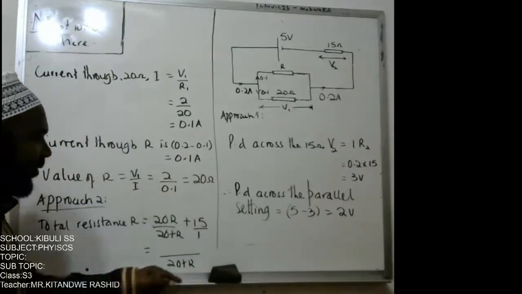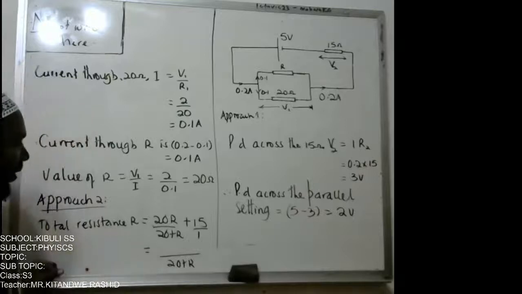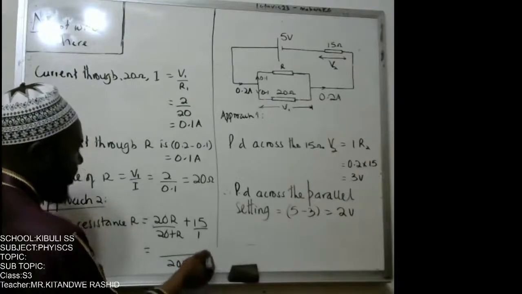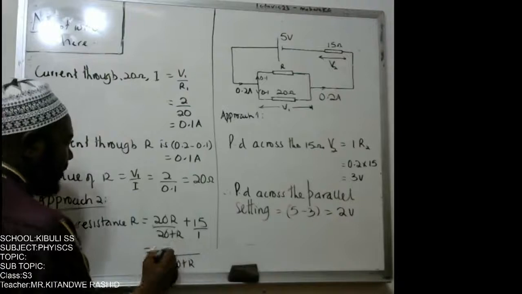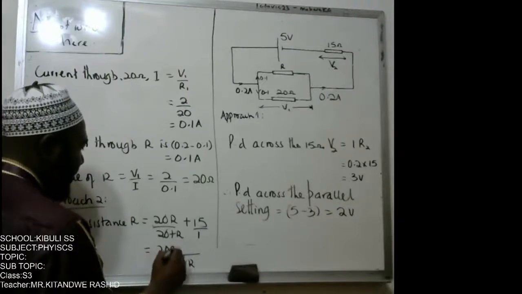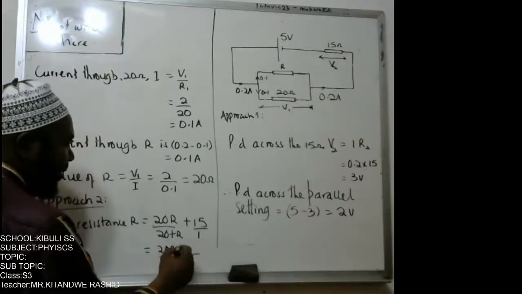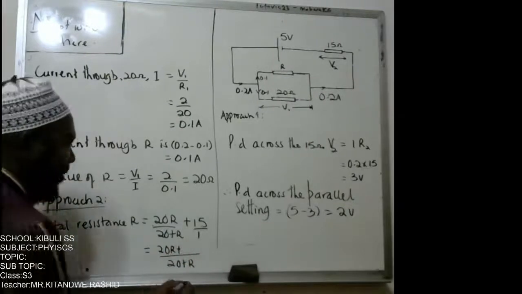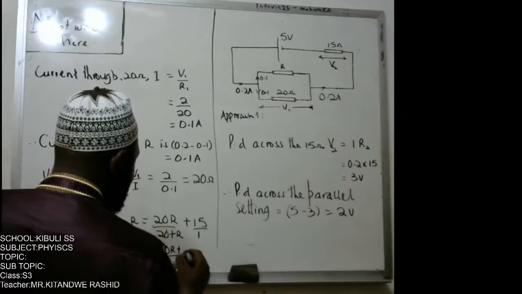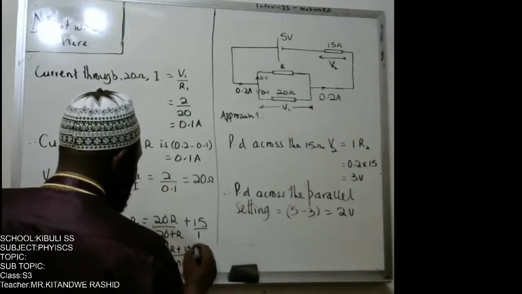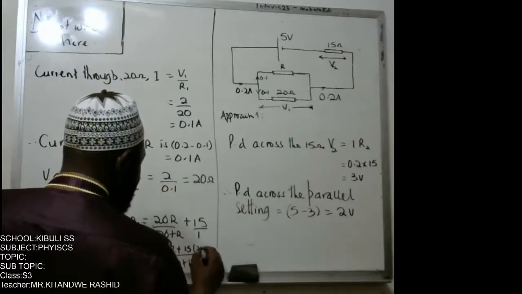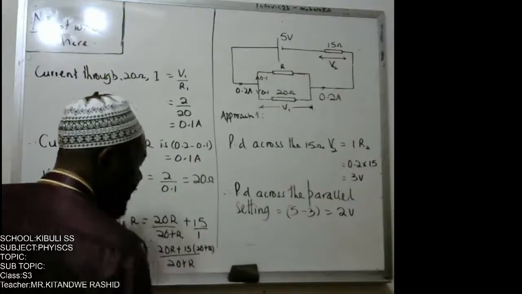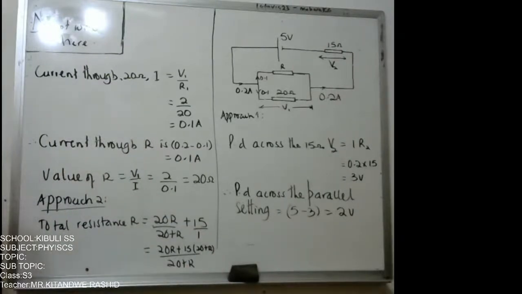Okay? So this 20 divided by that one will make 20 plus 20R. And then that one is going to be having 15 into 20 plus R. Yeah, mathematical.